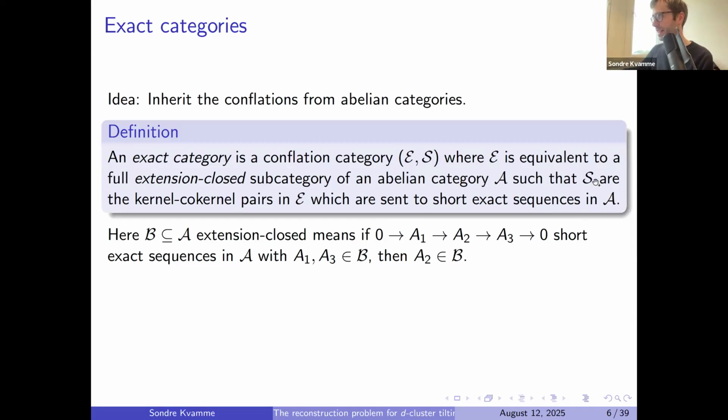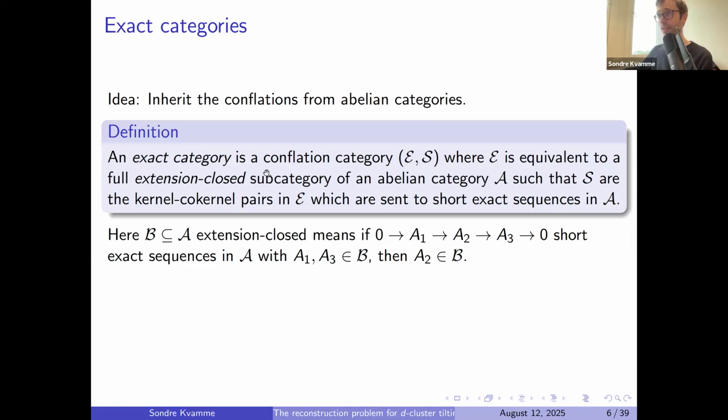So we see that S consists of the complexes in E which are short exact sequences in A. And this is what I mean by inheriting the conflations from short exact sequences in abelian categories. And the fact that it is extension closed tells you that they're inherited in a nice way.